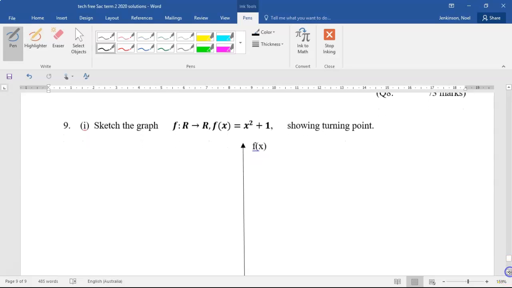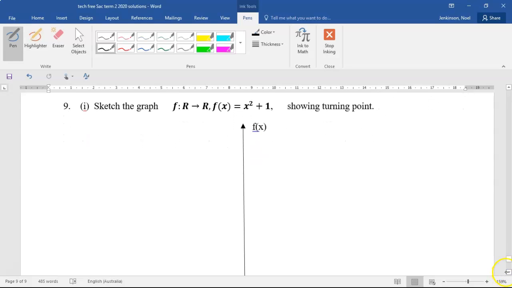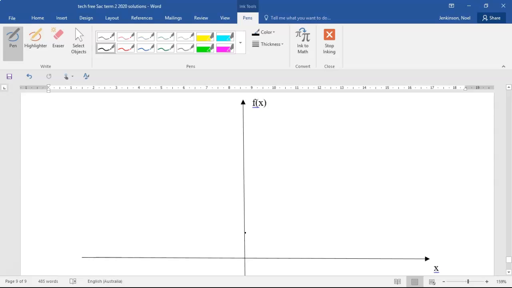Can I draw x squared plus 1? I certainly can. It's an x squared graph moved up 1. I'm just going to move it up 1. You could simply draw that. And you could label that 1 because it's moved up 1, and you'd be done.